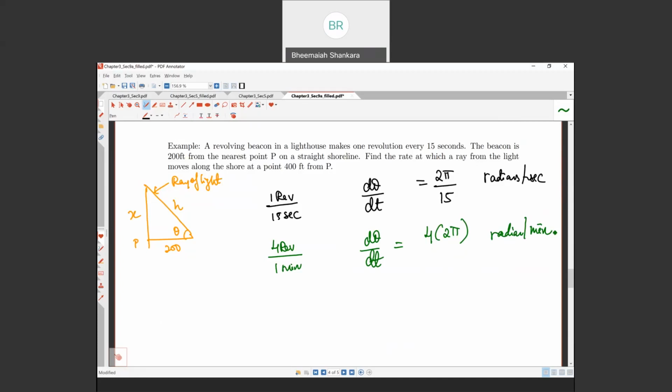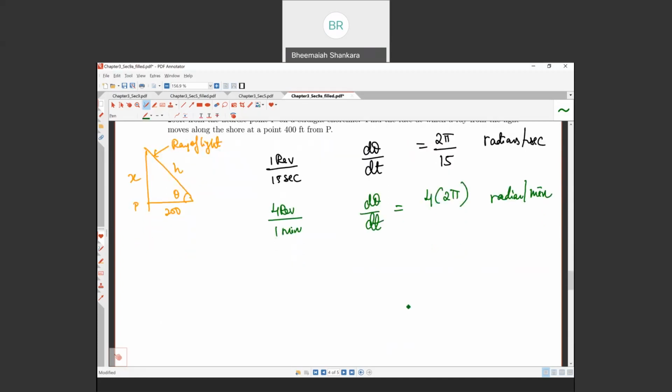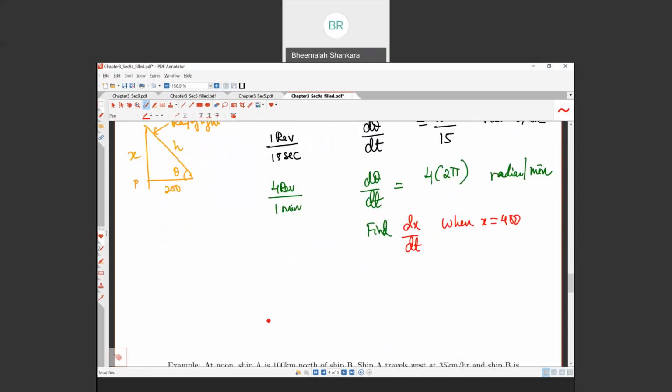So now we want to find dx over dt when x is 400. So start with a right triangle and bring down the ratio for the tangent of the angle. From this triangle, the tangent of the angle theta is opposite over adjacent, so x over 200. Now differentiate this with respect to t.